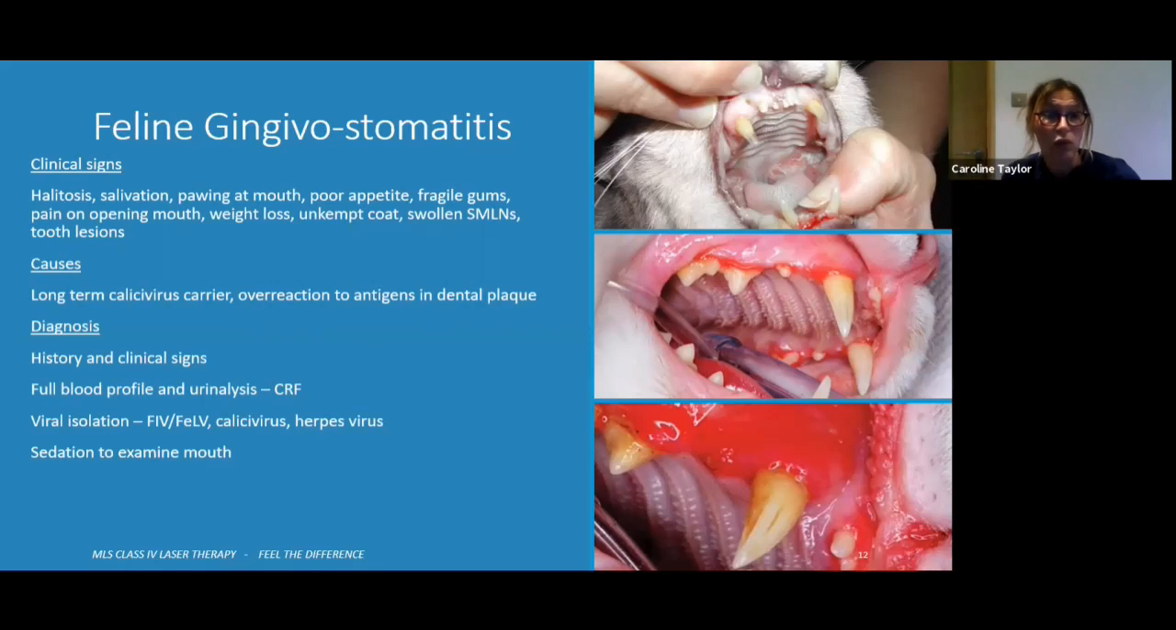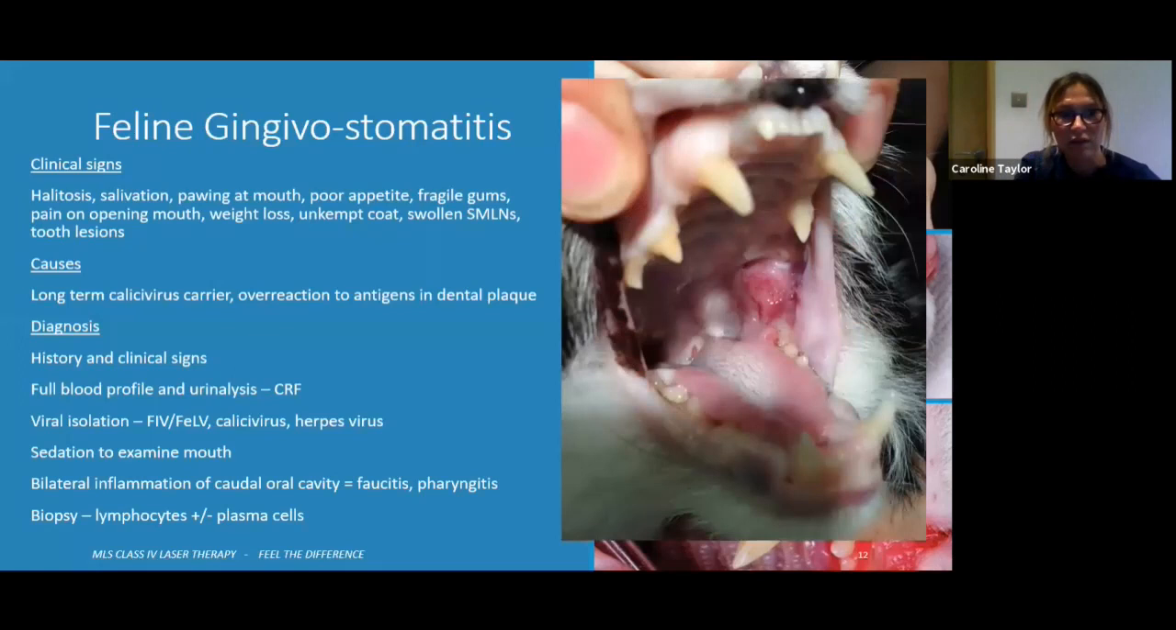and take into account all the clinical signs for diagnosis, as well as, I would advise, a blood profile and urinalysis, because a lot of the signs we're seeing are not specific, particularly in ruling out chronic renal failure. Viral isolation, if the owners can afford it, would be important to know whether they are FIV carriers as well. As we were saying, sedation is often important, and sometimes it can be really difficult to distinguish whether it is an inflammatory lesion or a neoplastic lesion in the mouth.